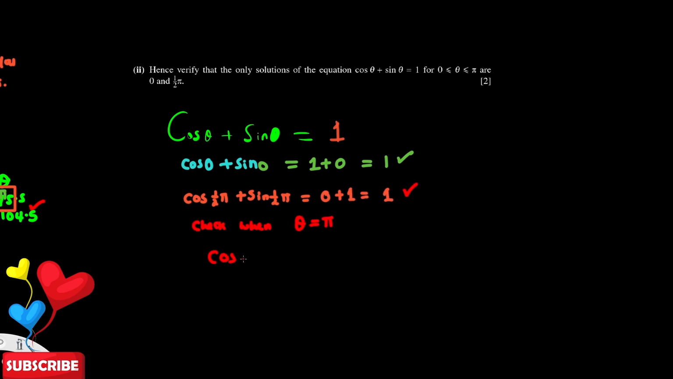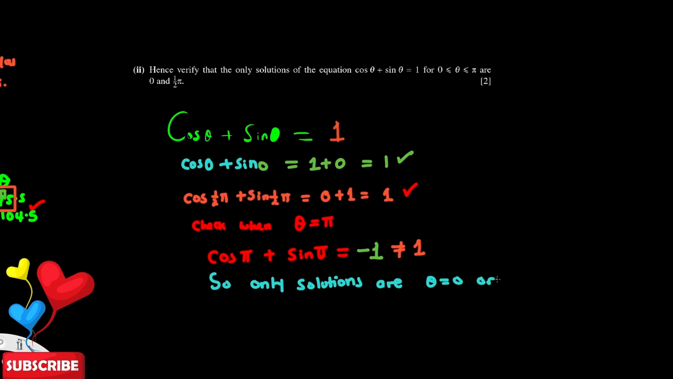So let us check when theta equals pi and see what we get. In this case, it is not equal to 1. If you substitute, you get minus 1, which is not equal to 1. So the only solutions we have here are 0 and a half pi.